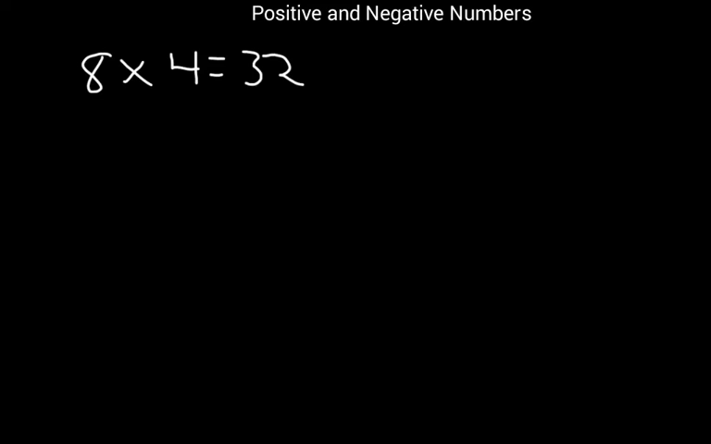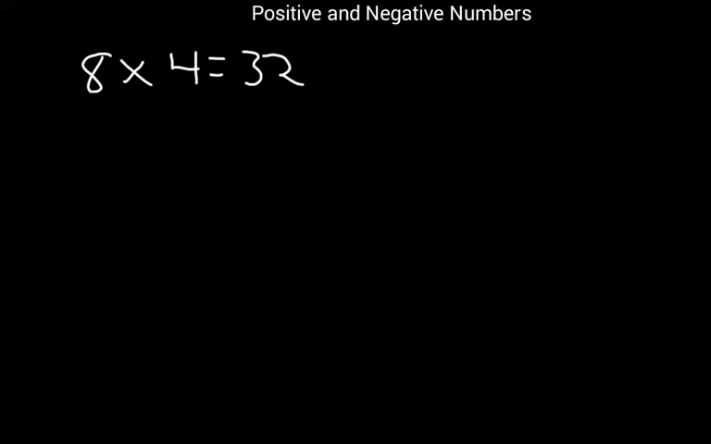Lesson 4 is on multiplying and dividing rational numbers. That includes fractions and decimals, positive numbers, and negative numbers. To review, let's start with the fact that you're well aware of, that 8 times 4 is positive 32.